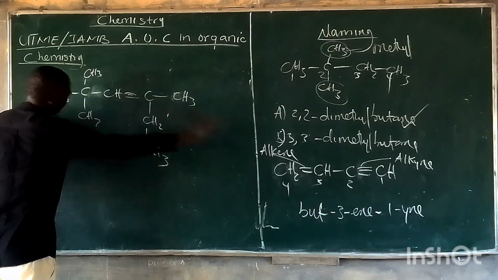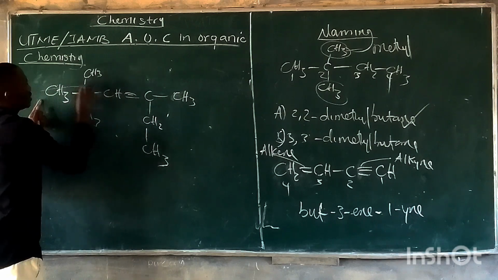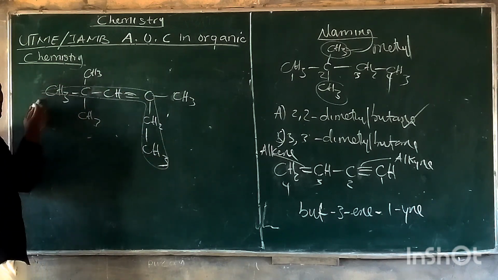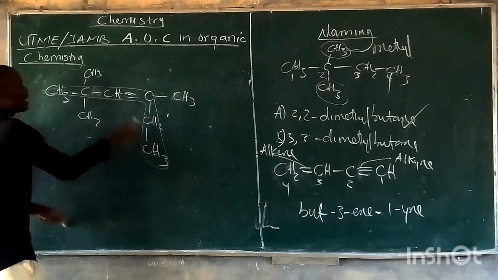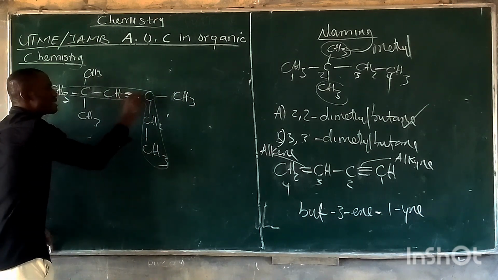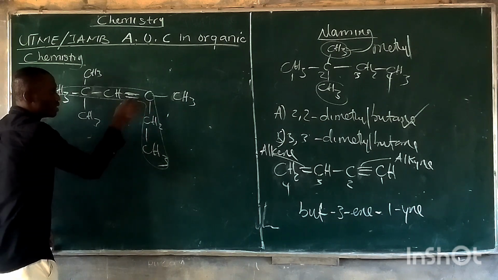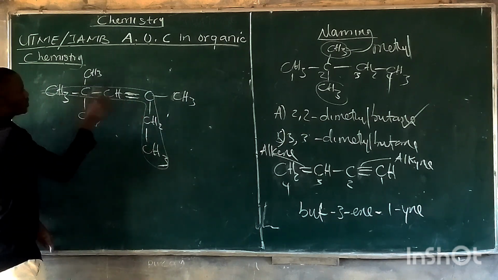Now, the longest chain is not this one. The longest chain is branched to this. So this is the longest chain. Are you seeing that now? If this is the longest chain, we are going to respect this functional group. Now, if you count from here: 1, 2, 3, good.